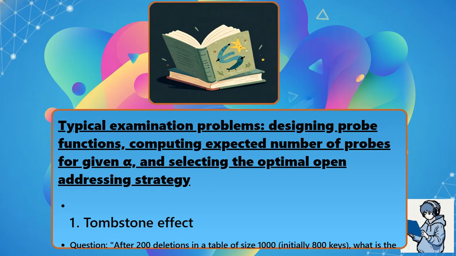5. Tombstone effect. Question: after 200 deletions in a table of size 1000, initially 800 keys, what is the effective load factor and expected probes for an unsuccessful search using linear probing? Computation: real keys equal 600, tombstones equal 200, effective alpha equals (600 + 200) / 1000 equals 0.8. Expected unsuccessful probes equals 1 / (1 - alpha), which is 1 / 0.2 equals 5 probes.